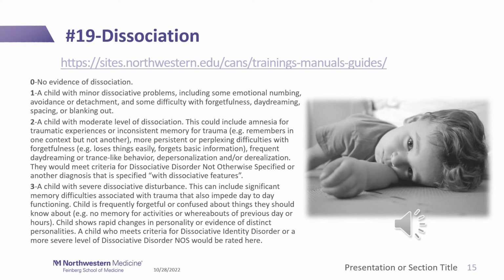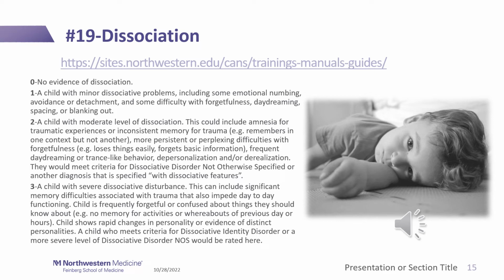A child with moderate level of dissociation would be a 2. This could include amnesia for traumatic experiences or inconsistent memory for trauma. Examples would include remembering in one context but not another. More persistent or perplexing difficulties with forgetfulness, such as losing things easily, forgetting basic information, frequent daydreaming or trance-like behavior, depersonalization and/or derealization. They would also meet the criteria for dissociative disorder not otherwise specified, or another diagnosis that is specified with dissociative features.